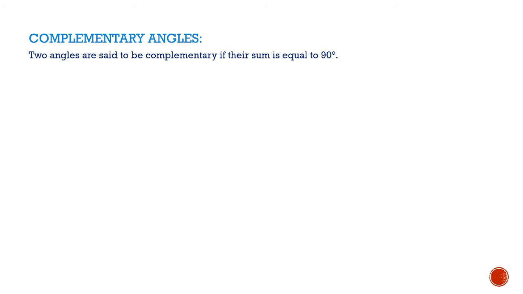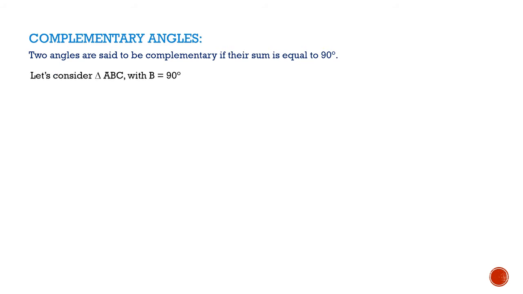Just like the case of supplementary angles, when the summation of two angles was equal to 180, we call them supplementary angles. Similarly, complementary angles are those whose summation is equal to 90 degrees. So we shall be focusing on the complementary angles here.